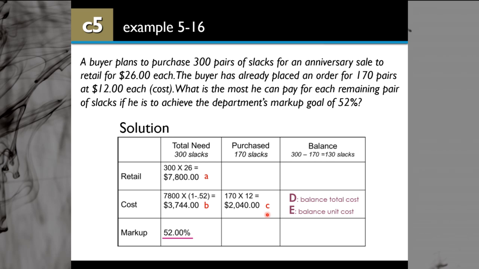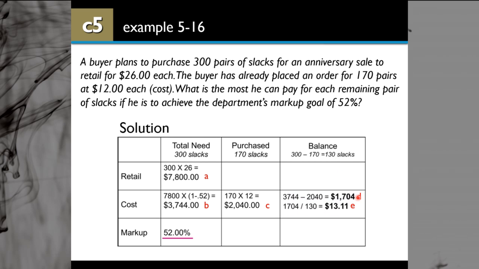Then you can calculate your balance total cost, which is the difference between your total need minus purchase. And if you know that, you can calculate the balance unit cost, because now you know how many units you need. How many units do you need now? You needed 300, but then you purchased 170. So now you need 130 slacks. So for answering E, that's going to be D, what you got for the balance total cost, divided by 130.